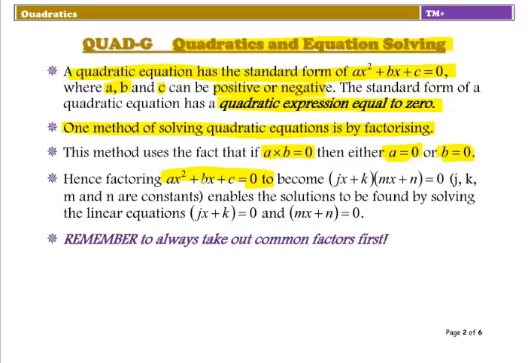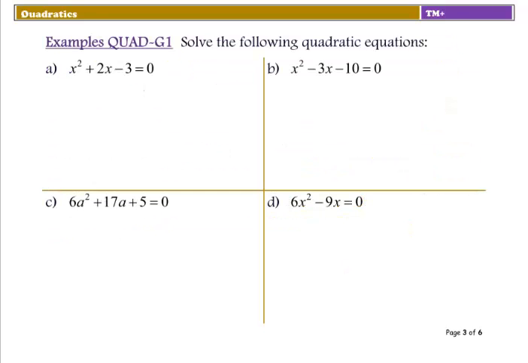Hence, factorising ax squared plus bx plus c equals 0 into its brackets, so just say I have jx plus k times mx plus n, where j, k, m and n are constants, then either the first bracket, jx plus k, has to be equal to 0, or the second bracket, mx plus n, has to be 0. Also remember to take out common factors first. So let's look at some examples.